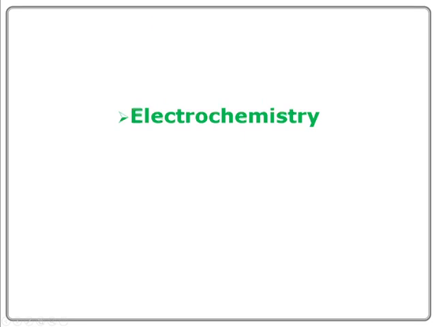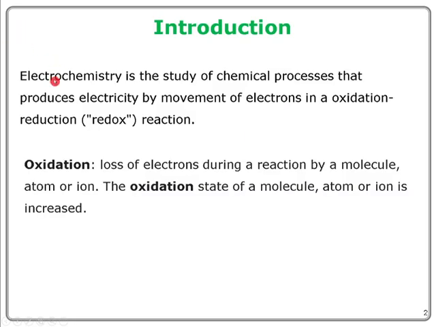Okay, let's look at what this basically is. Electrochemistry is the study of chemical processes that produce electricity. So you have electrons, and electricity is produced by the movement of electrons in a redox reaction, meaning you have an oxidation reaction and a reduction reaction. Two processes are taking place, and as you are aware, one definition of oxidation is the loss of electrons during a chemical reaction, either by a molecule, an atom, or an ion.